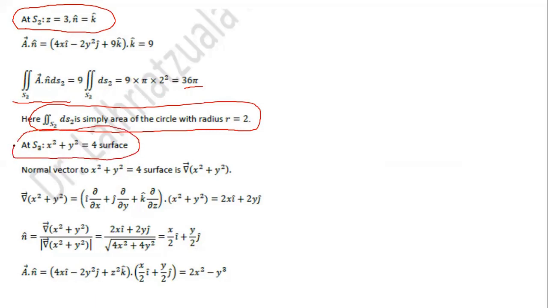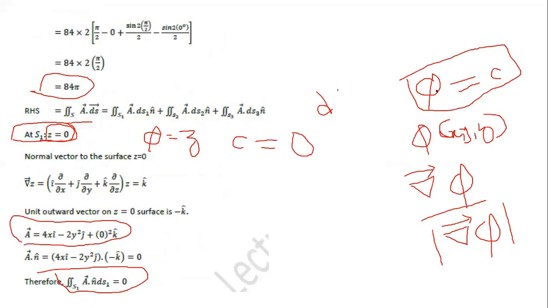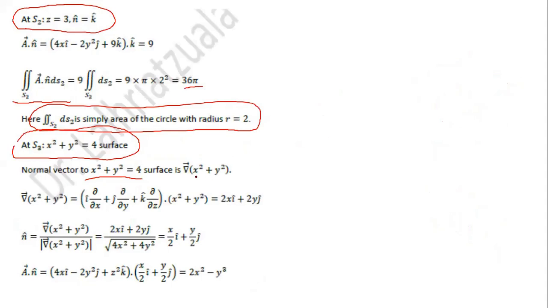On S3, that is the curved surface, your equation is x square plus y square is equal to 4. So in order to find the unit vector normal to the surface x square plus y square equal to 4, like I was explaining here, the equation of any arbitrary surface can be represented like phi equal to c, if phi is a function of x, y and z. Then here, what is your phi? Your phi is x square plus y square. What is your c? Your constant is 4, right? So grad of phi will give you a vector perpendicular to the curved surface. So you can calculate grad of phi like this.